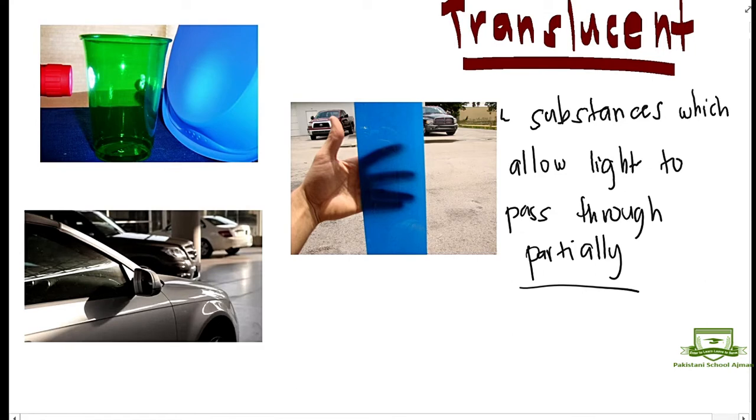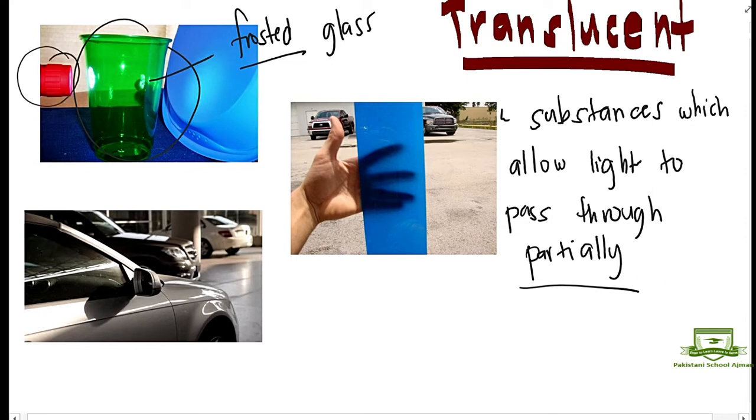Take a look at the example here, our frosted glass. Once you say frosted, it means it has a color. So there is a flashlight here, and as soon as we turn on the flashlight, only partial of the light is passing through. The rest is blocked because this frosted glass is an example of a translucent object.